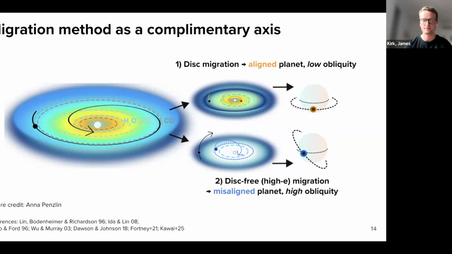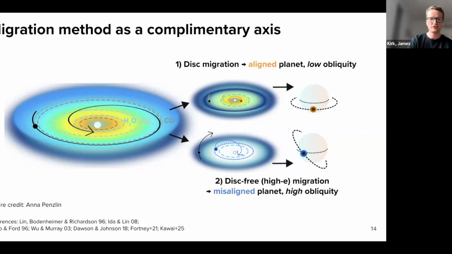the stellar spin axis. The second possible migration scenario, though, actually occurs after the protoplanetary disk is dispersed and can be initiated via gravitational interactions with other bodies in the system, which can excite the planet's eccentricity and obliquity. And over time, this planet can tidally circularize, but remain on a misaligned orbit with a high obliquity.